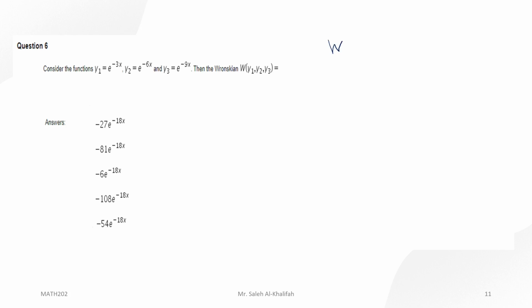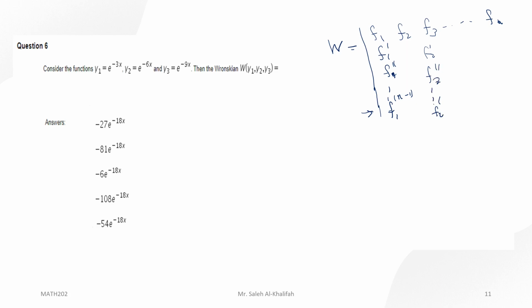Okay, the Wronskian is defined, by definition, as the determinant. If we have functions f1, f2, f3, and so on, the rows will be f1, f2, up to fn, then f1 prime, f2 prime, f1 double prime, and so on, up to the (n minus 1) derivative of each function. So if we have three functions, we stop at the second derivative.